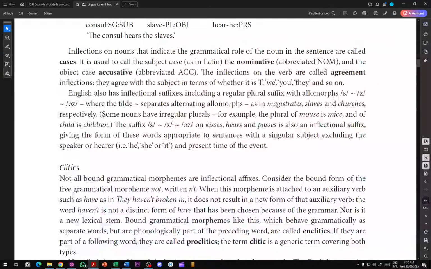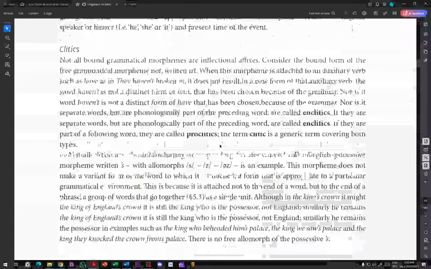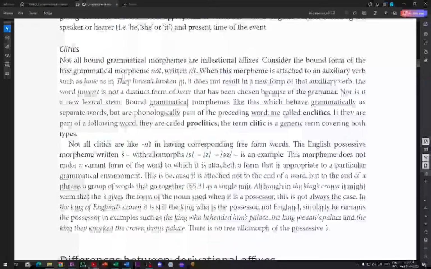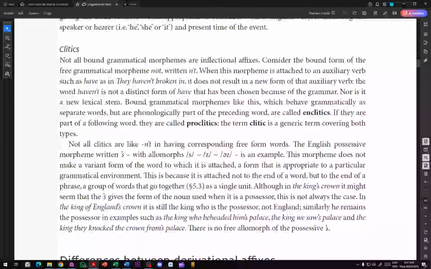The suffix s and ez on verbs is also an inflectional suffix, giving the form of these words appropriate to sentences with a singular subject excluding the speaker or hearer: he, she, or it, in present time of the event. Okay, cool. Clitics. Not all bound grammatical morphemes are inflectional affixes. Consider the bound form of the free grammatical morpheme not, written n't.